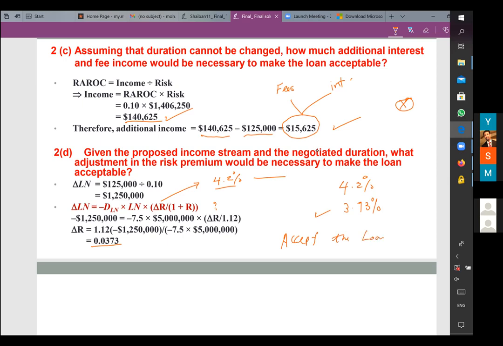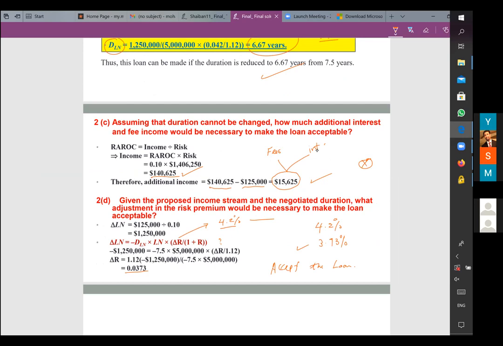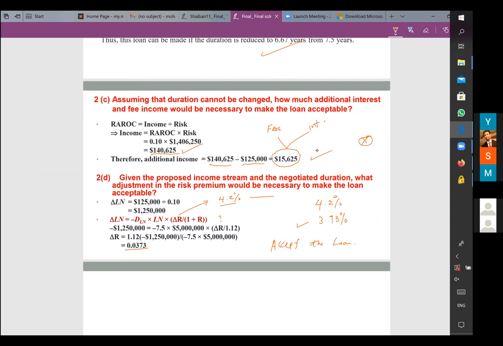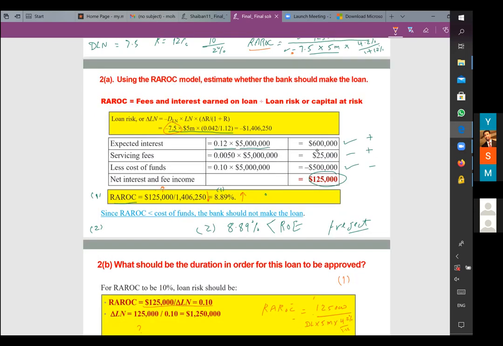So these are the issues that the RORAC will discuss, if you want to decrease or increase it. If the loan was actually rejected from the beginning, this was a reject.